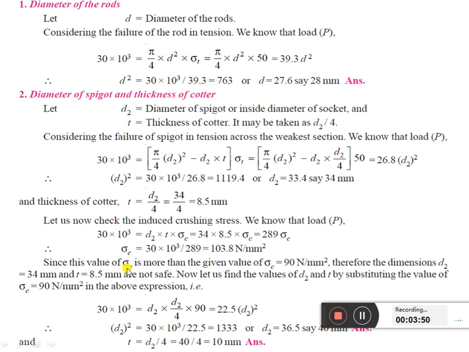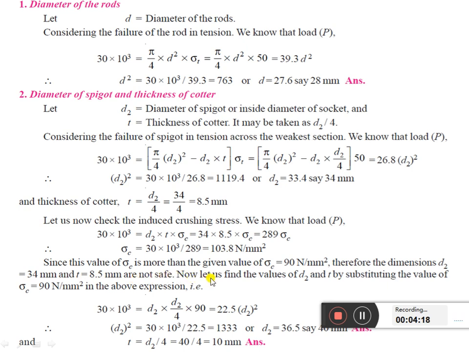Since the value of sigma c is more than the given value of sigma c, that is 90 Newton per mm square. In the question they gave crushing stress sigma c equal to 90 Newton per mm square, but here we get 103.8. So the design is not safe, therefore the dimensions d2 equal to 34 and t equal to 8.5 mm are not safe.